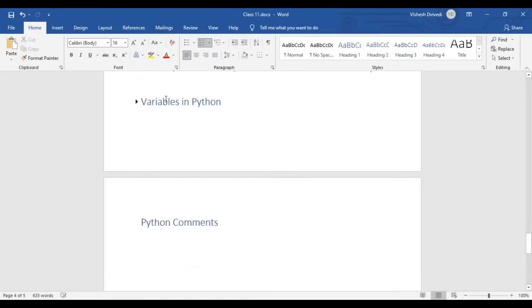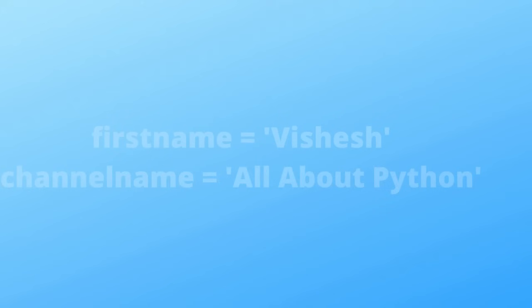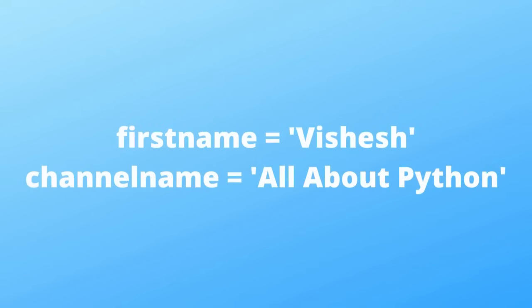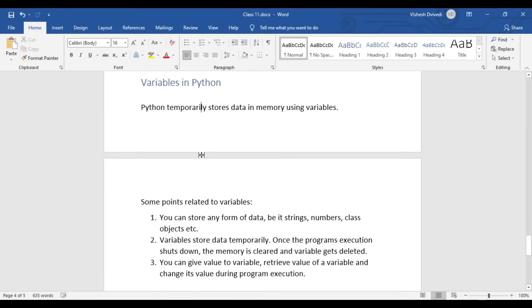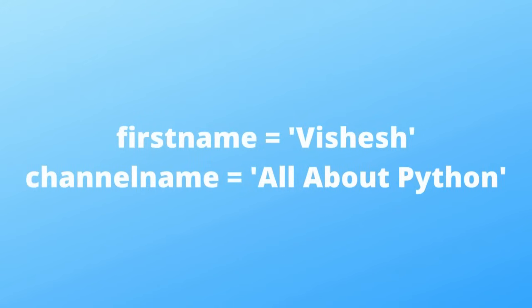Next, let's talk about variables. Coming back to the last example, first name equals to Vishesh, channel name equals to allaboutpython. We know that first name and channel name are identifiers, but they are not just identifiers. In terms of programming, these words are also, in a way, storing data in them. First name stores a string Vishesh and channel name stores a string allaboutpython.